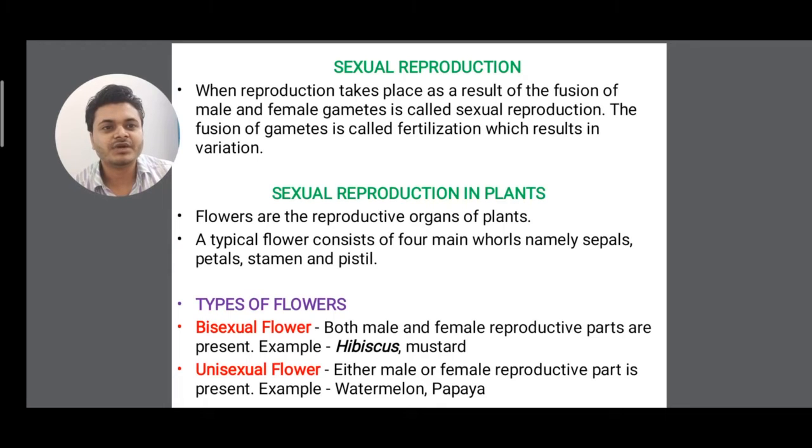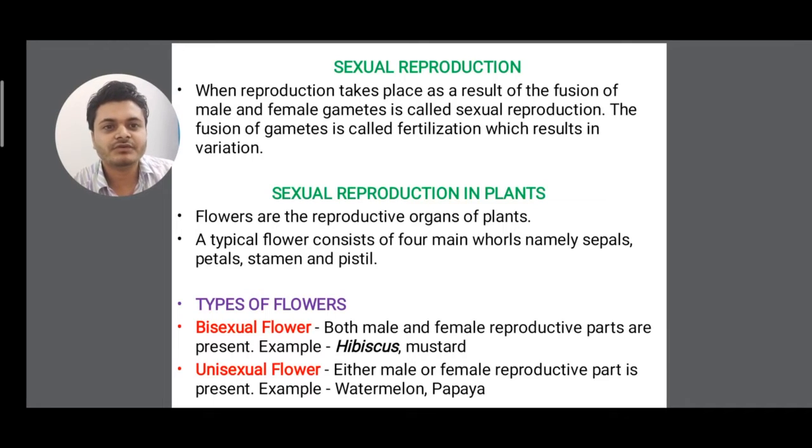So a typical flower consists of 4 main whorls, namely the sepals, petals, stamens and pistil. We'll see all these. A group of sepals forms the calyx, a group of petals forms the corolla. Understood? We'll study the male reproductive part of the flower, and the female. Clear? We'll study one by one.